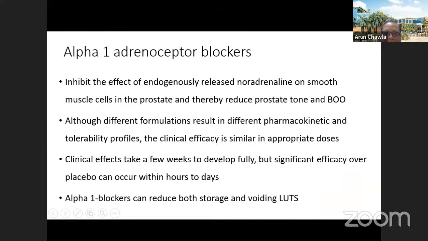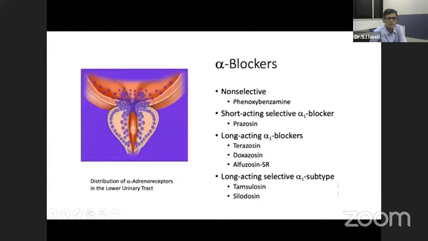It's fine. Continue. Okay. The alpha-1 blockers, even though they have different pharmacokinetic and tolerability profiles, have similar clinical efficacy when given in appropriate doses. The alpha-1 blockers can reduce both storage and voiding lower urinary tract symptoms. Now, these alpha-1 receptors are predominantly seen at the bladder neck area and in the smooth muscle of the prostate.